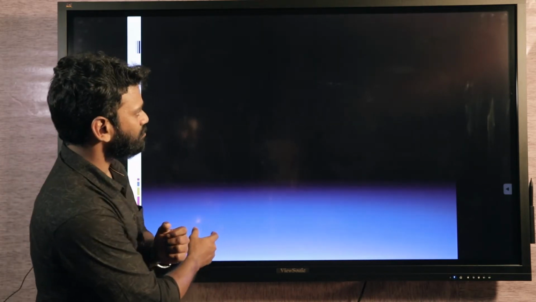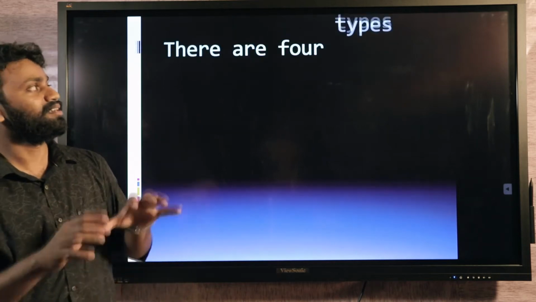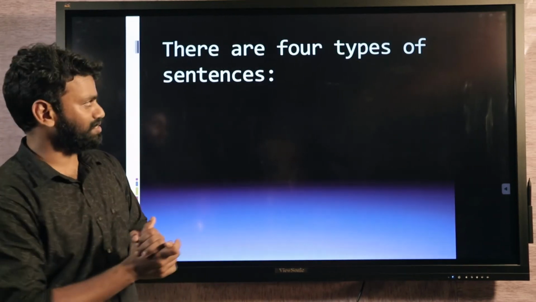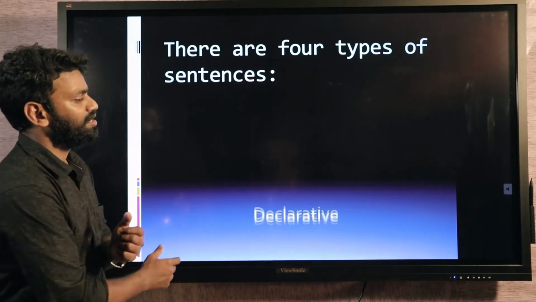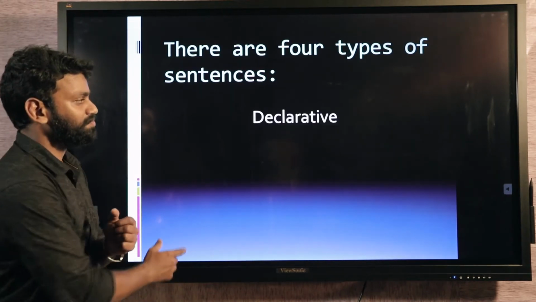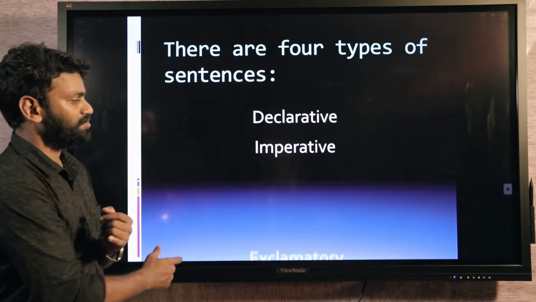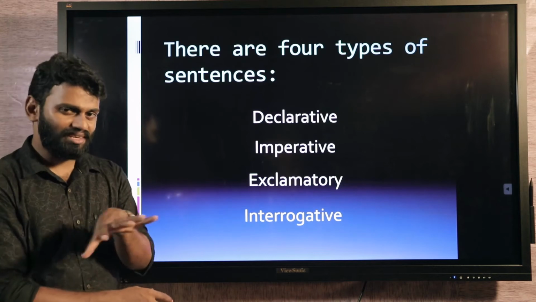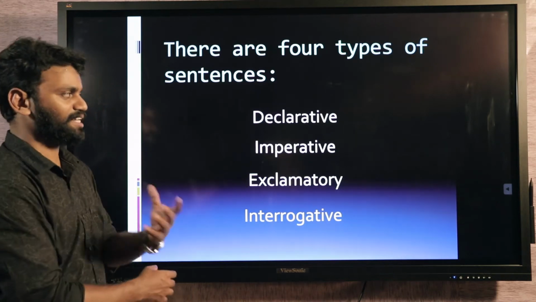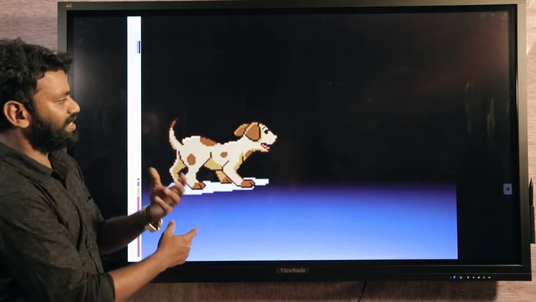Let's move on. Let's start with the types of sentences. There are four types of sentences: declarative, imperative, exclamatory, and interrogative. So these are the four types of sentences. Let's look at them in detail.